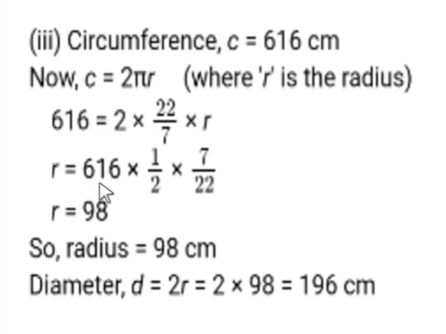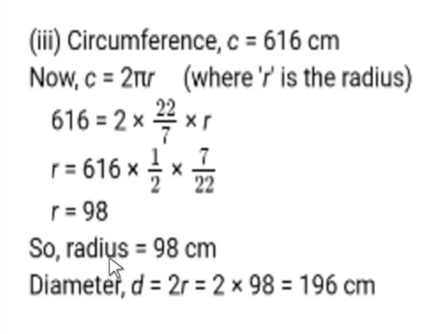So you will get the next step as 616 multiplied by 1 upon 2 multiplied by 7 upon 22. Now here do the cancellation, children. 2 multiplied by 22 is 44. Now divide 616 by 44 and multiply it by 7, you will get 98. Now here radius is 98.